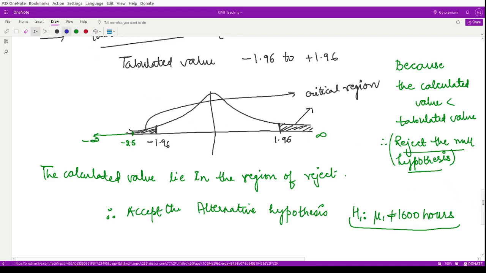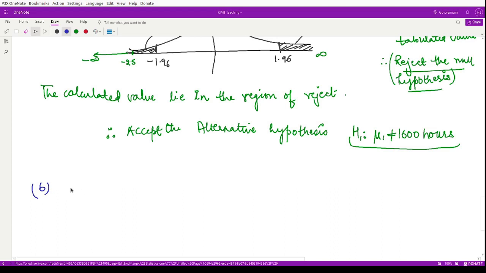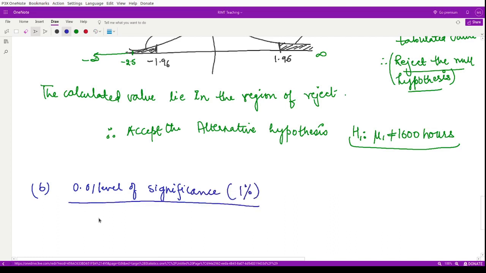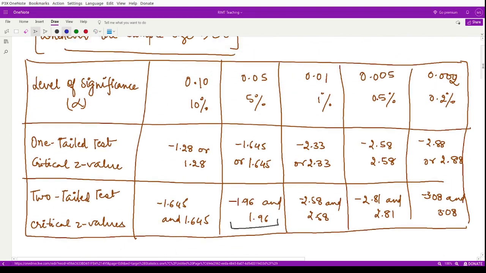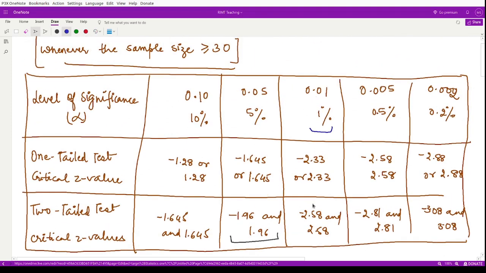In a similar manner, for the second case, we may test it at 1% level of significance. So for 1% level of significance, you go back and check the tabulated value once more. And moreover, we have a two-tail test. For a two-tail test, what is the tabulated value in the table for the z test? For the z test, the tabulated value for 1% level of significance is minus 2.58 to 2.58.